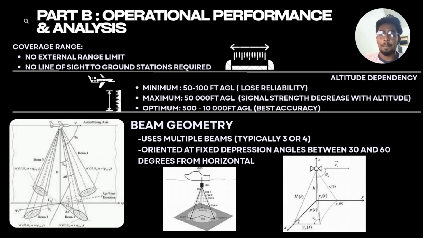Next, we will continue with part B, which is the operational performance and analysis. About the coverage range, there is no external range limit, and no line of sight to a ground station is required. The minimum altitude to be used is 50 to 100 feet. The maximum is 50,000 feet. And the optimum altitude for the system to work with the best accuracy is 500 to 10,000 feet.